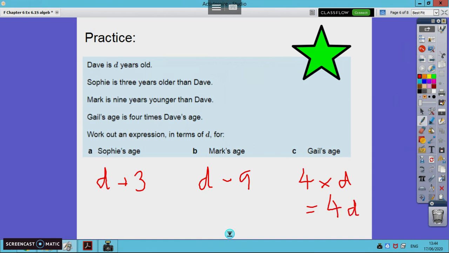Okay, so there's a kind of question in context for you, so you can see how it might be used in an exam question or something like that.